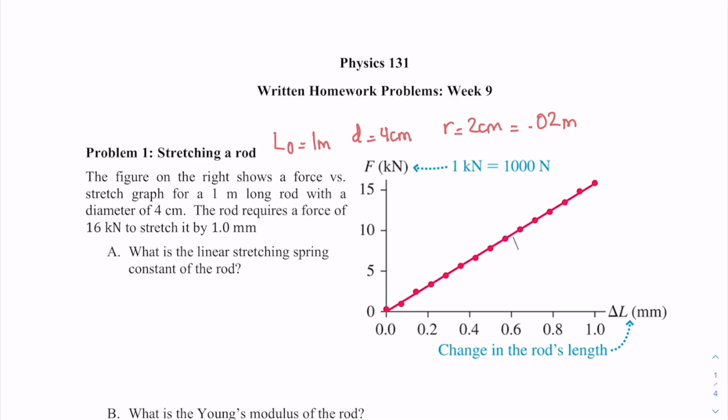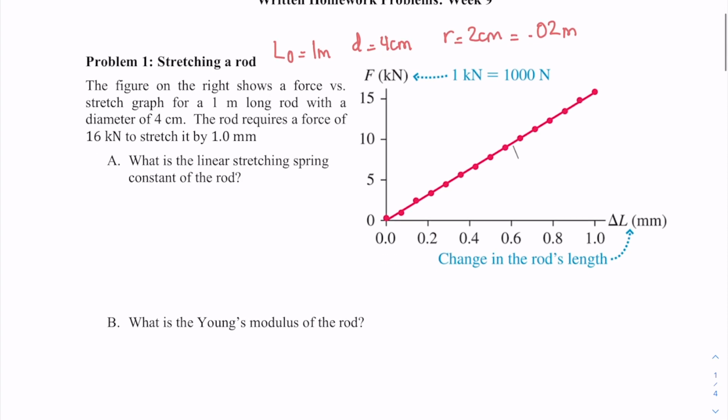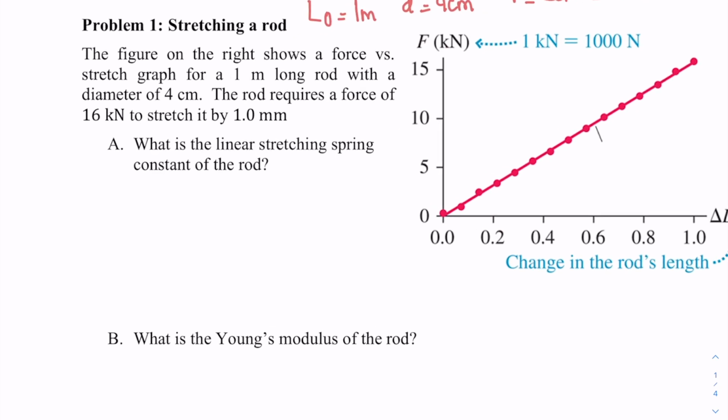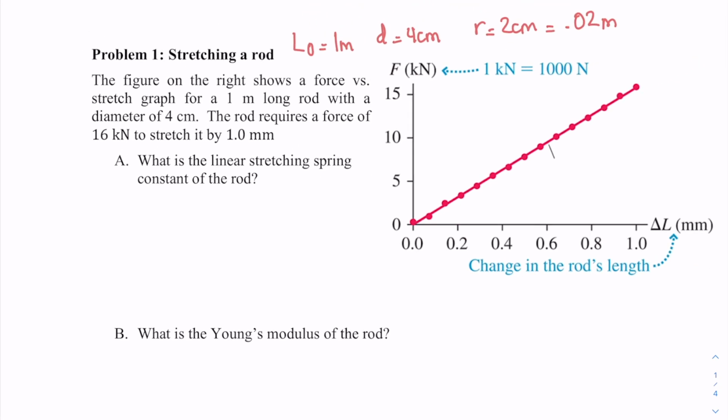Now, for part A, it's asking us what is the linear stretching spring constant, right? So remember the spring constant from the one that we used in spring potential energy from the last chapter, and the one that we used towards the beginning of the semester with F equals kx, right? The spring force. It's K. K is what we're looking for here. That's our spring constant.